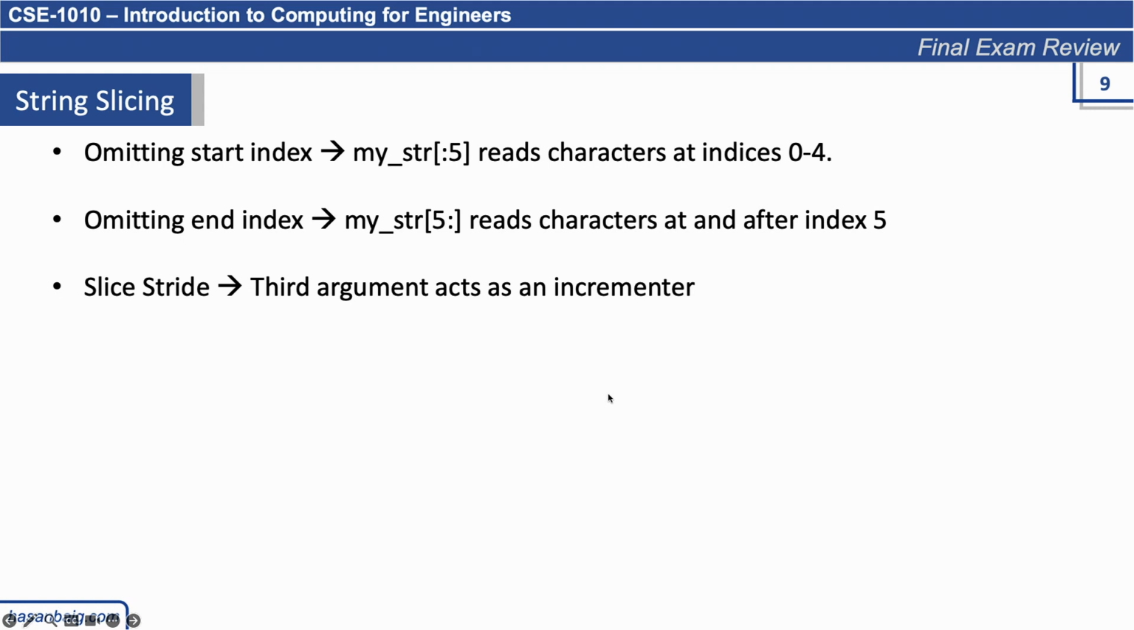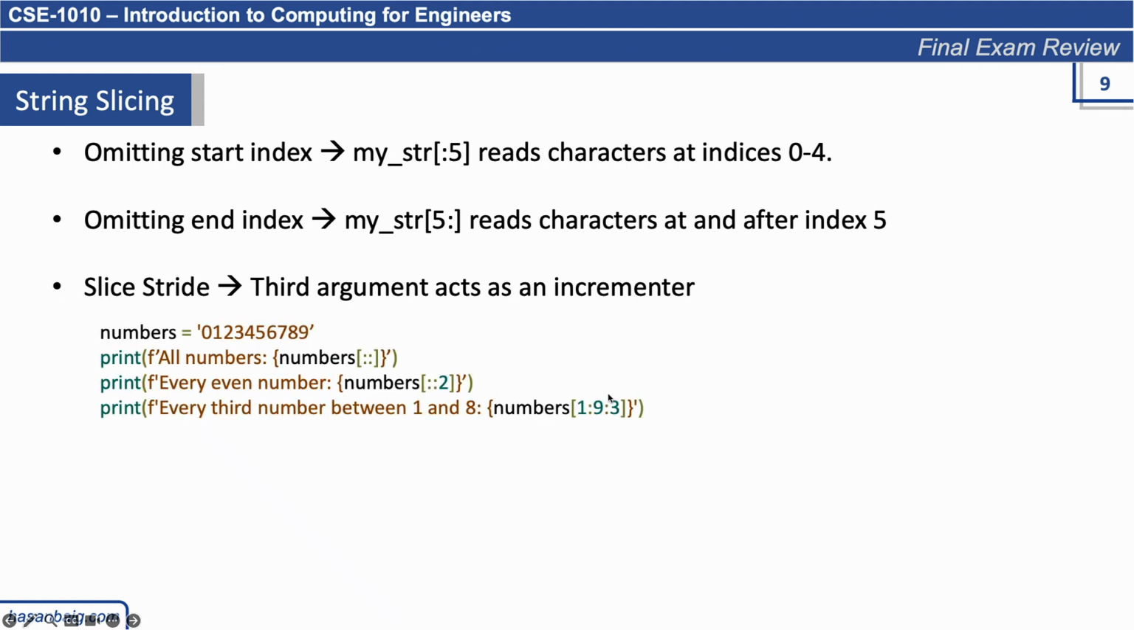Slice stride is a third argument that acts as an incrementer or decrementer. It's simply an offset. So here in this string of numbers from 0 to 9, we can print the entire string, and even if you do not specify the slicing syntax, the square brackets and the colon, and just include the numbers, it would print the entire string. But this is just to show you that we are reading from the beginning all the way until the end, and the incrementer by default is 1.